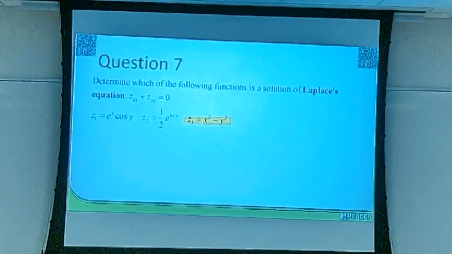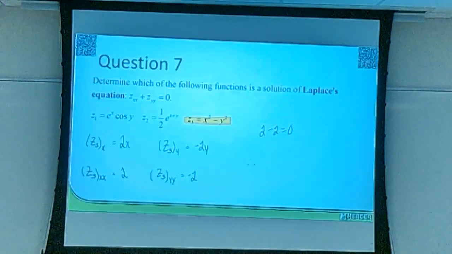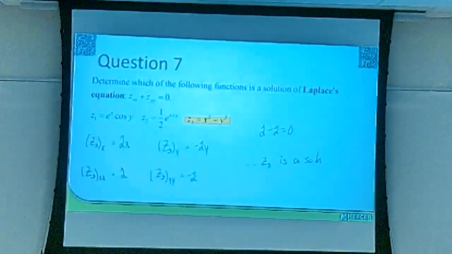And then Z3. Partial with respect to x. 2x. Two. And so Z1 and Z3 were solutions and Z2 was not.